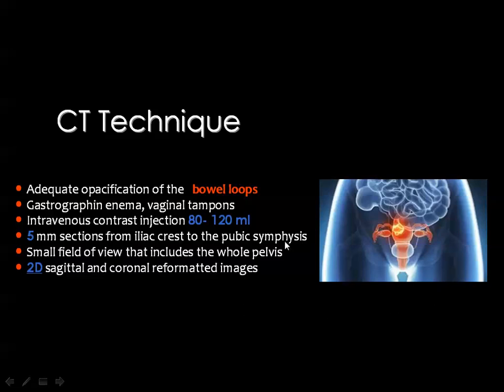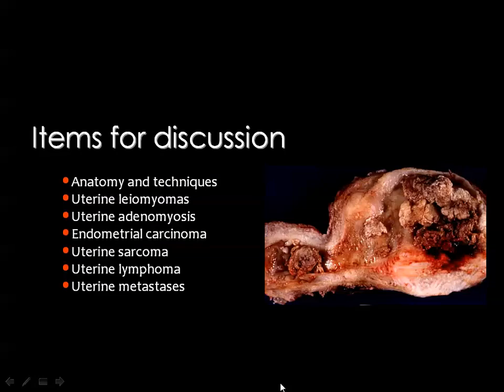Number one is to ensure adequate opacification of the bowel loops by oral contrast material. Then, many times we should have intravenous injection of contrast, and one of the good policies is to have the 2D sagittal and the coronal reformatted images.